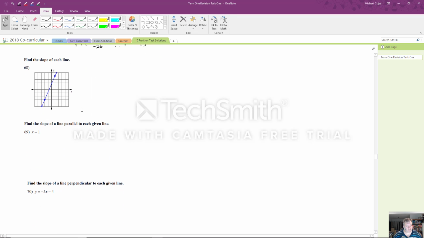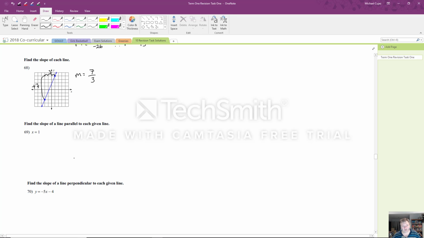Find the slope of this line. They should really give you a scale, but it's actually okay. We can, assuming that it's the same vertically and horizontally, count: 1, 2, 3, 4, 5, 6, 7. We have a rise of 7 and a horizontal run of 3. So my gradient is 7 over 3.